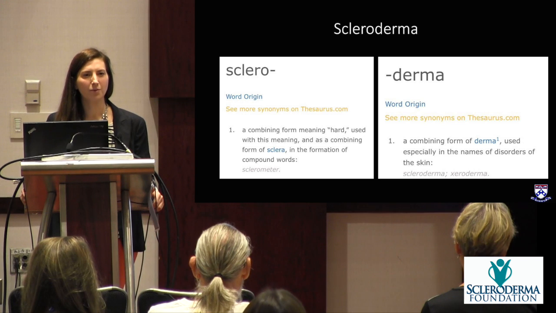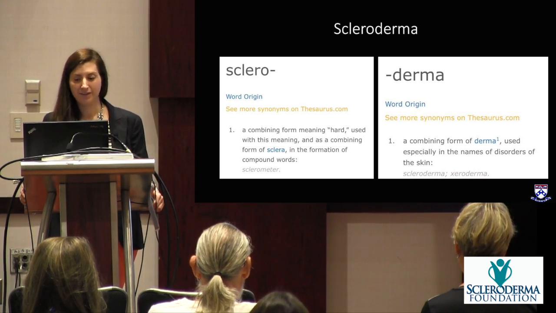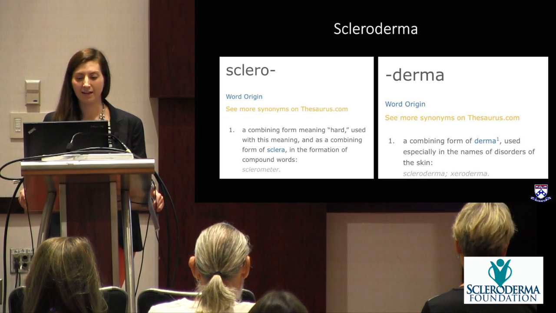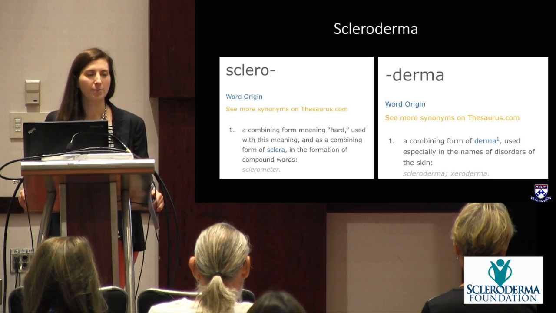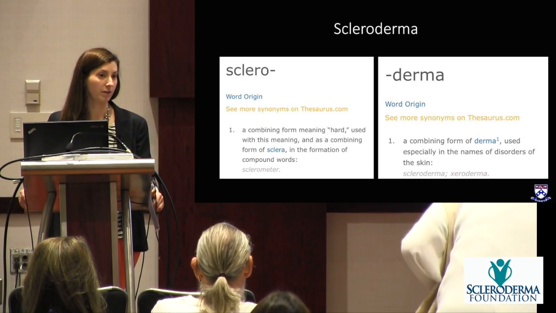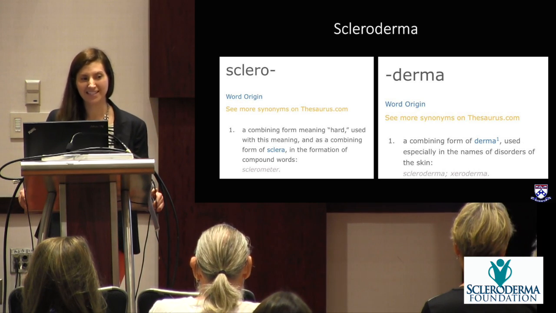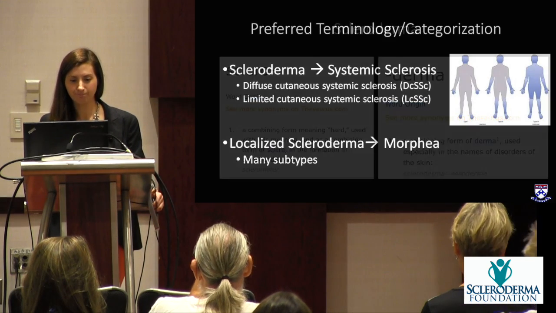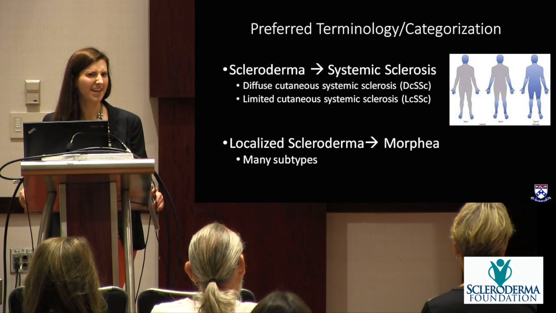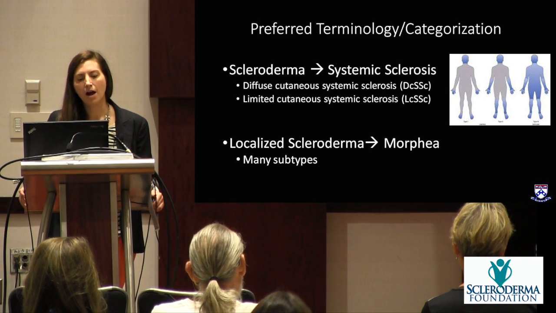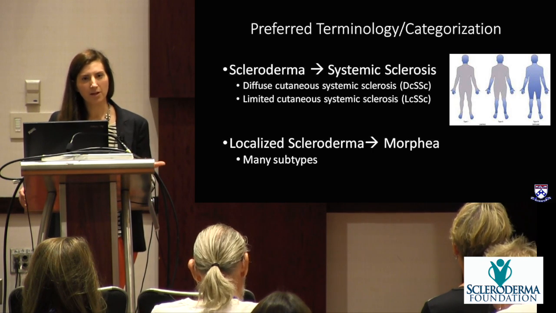So scleroderma, what does this term mean? Literally it means hardening of the skin, and derma really means disorders of the skin. We know that scleroderma in the medical community means much more than hardening of the skin. It's actually a systemic disease, affecting sclerosis of not only the skin, but also of organs. So because of that, a lot of times we refer to scleroderma as systemic sclerosis. Can you refer to them as both? Absolutely. And there are some subtypes also, diffuse and limited. And then there's a localized scleroderma.